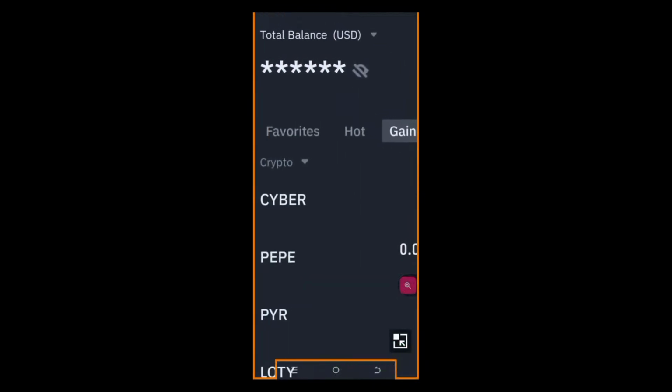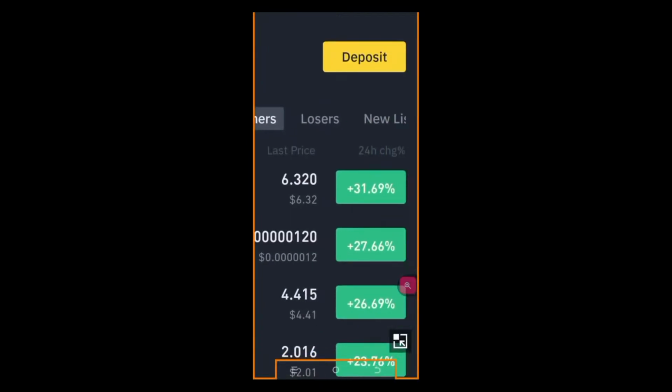Let's see, that's Cyber. Wow, that's interesting. I haven't seen that one before. All right, so let's say you're using Cyber. Cyber rose up like 31% within the last 24 hours. In the next 24 hours, it wouldn't go below 15%.